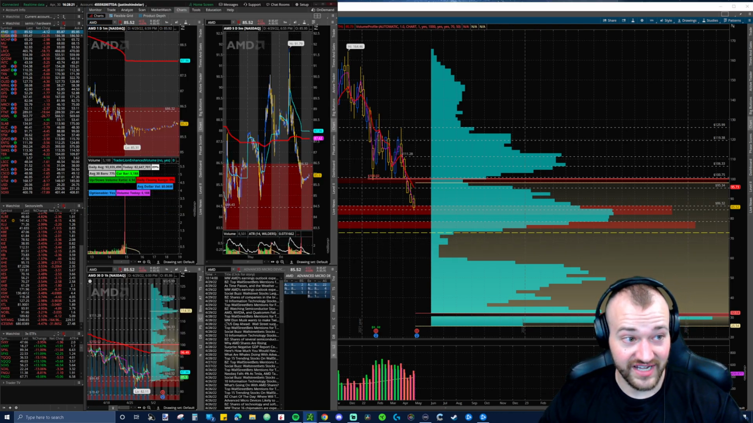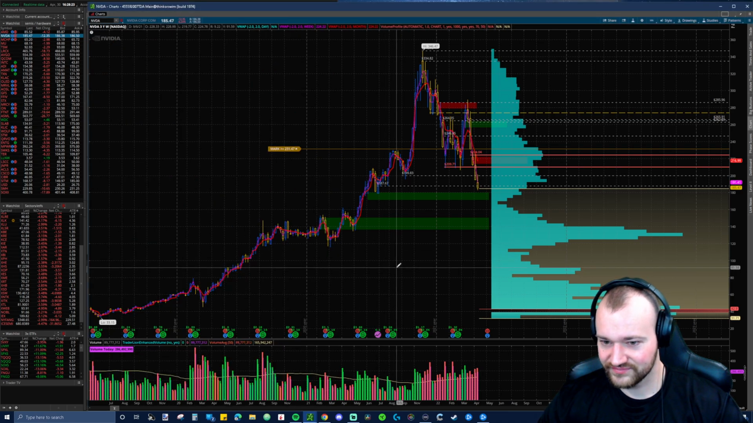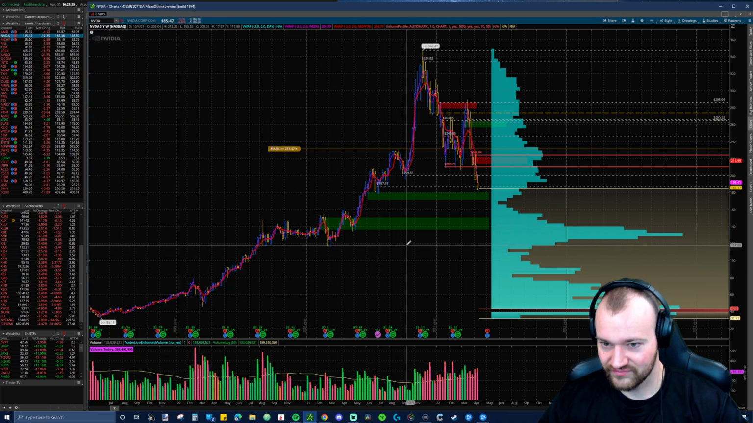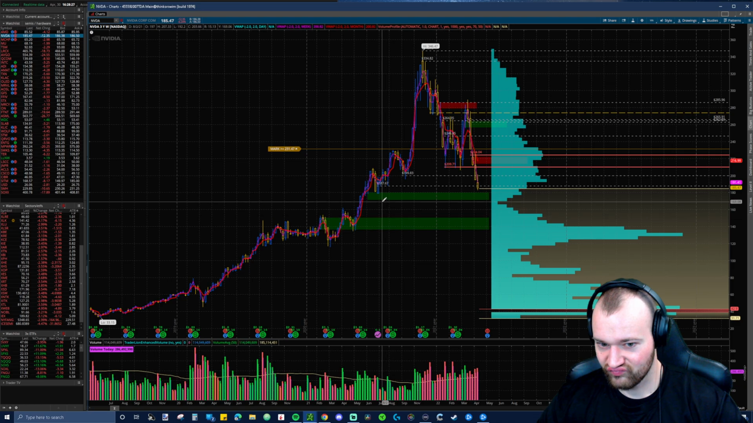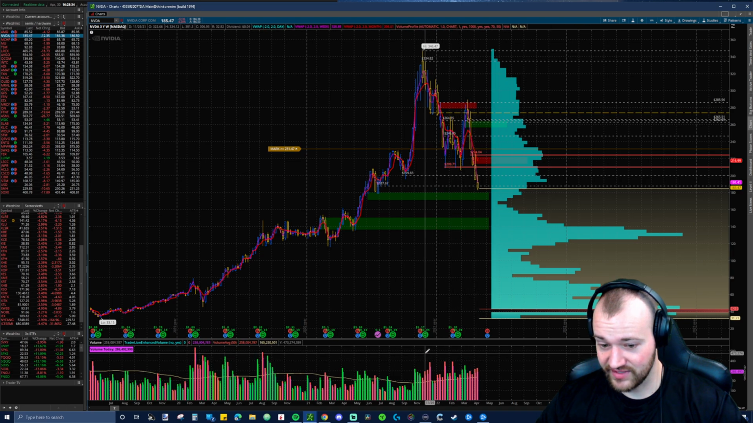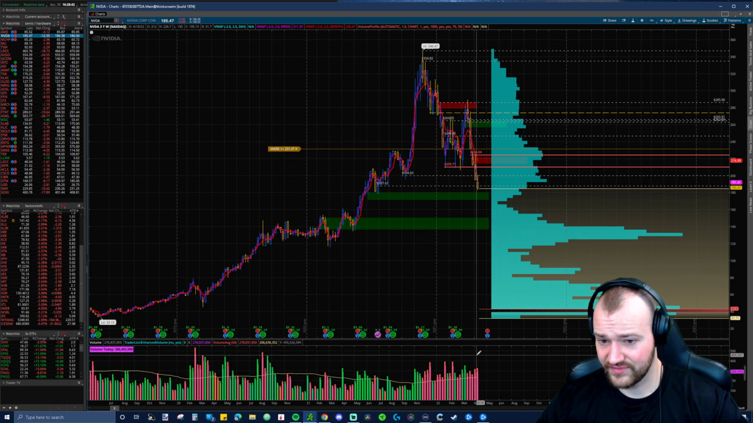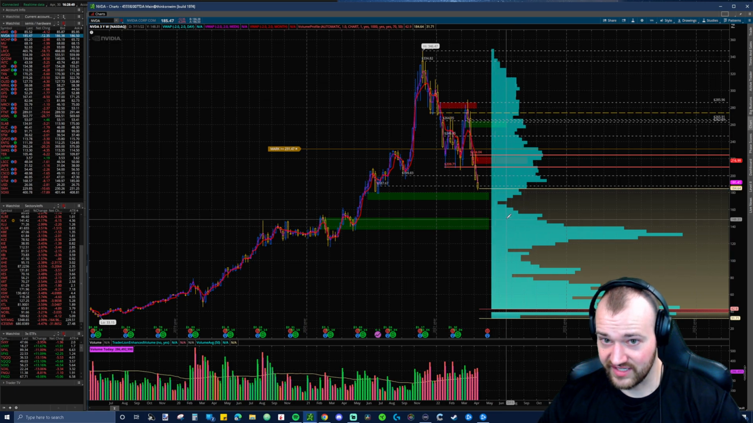Yeah, so these are not looking good. Tons of selling volume in NVIDIA here. And not a lot of volume to support this area. Any of this up here.